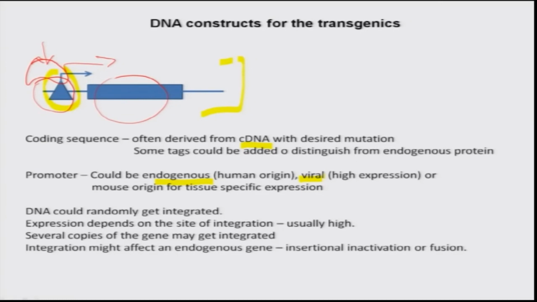So we can use those promoters fused to whatever sequence that we want and then make a construct. Now they will express very high, or we can use a promoter of a gene of mouse origin to drive your transgenic expression only in certain tissues.